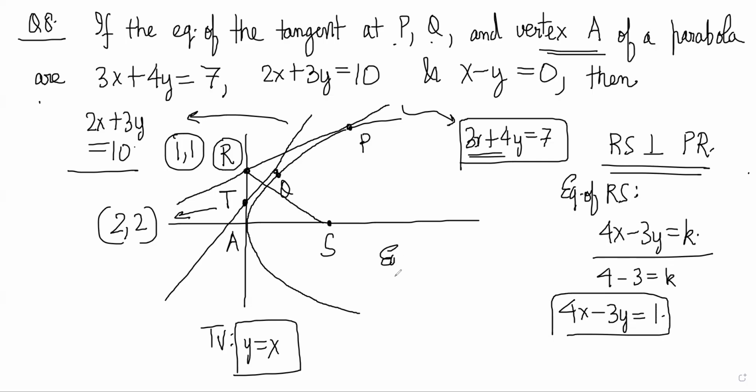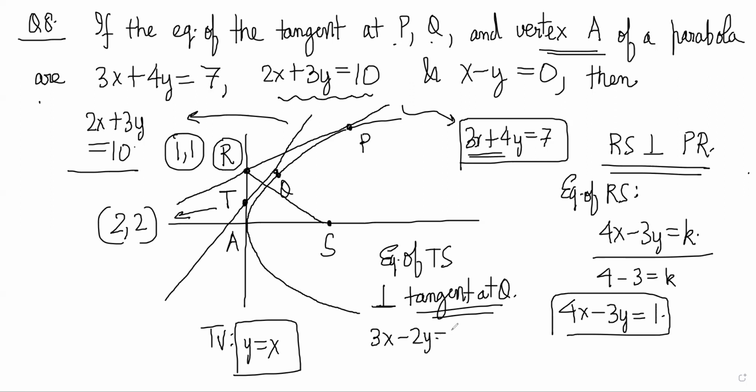Similarly, the equation of TS, which is perpendicular to the tangent at Q, right? TS is perpendicular to the tangent at Q. The tangent at Q equation has been given like this. So the TS equation should be 3x minus 2y is equal to k. But the TS line should pass through T (2, 2). So if you put (2, 2) here, you get 6 minus 4 is equal to k, so k is 2. So the equation of TS is 3x minus 2y equals 2.